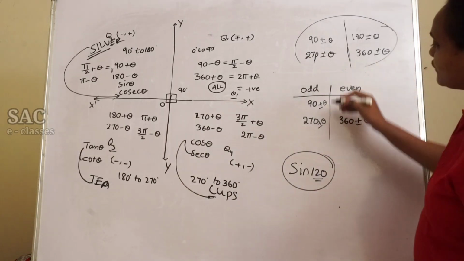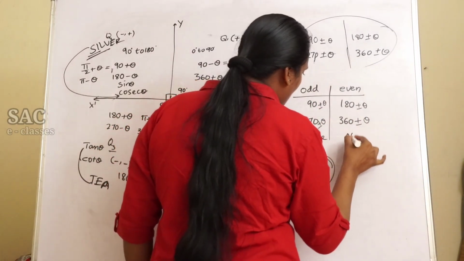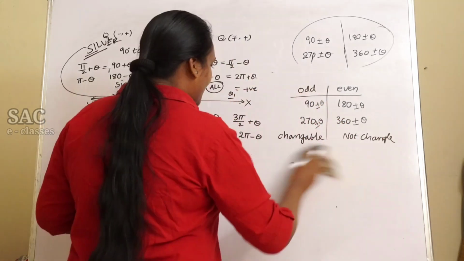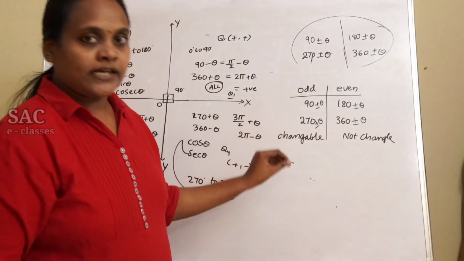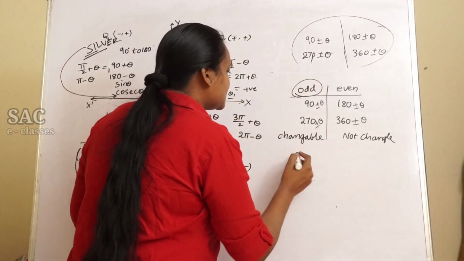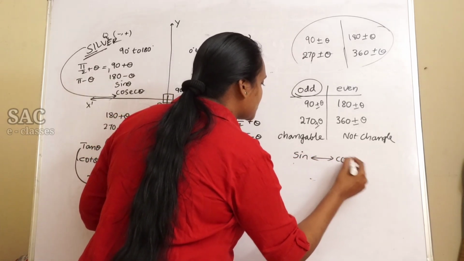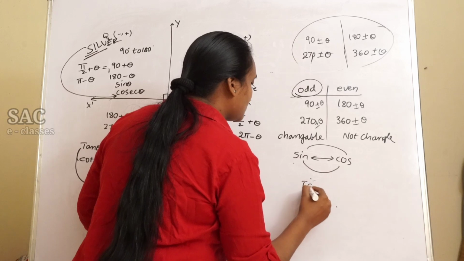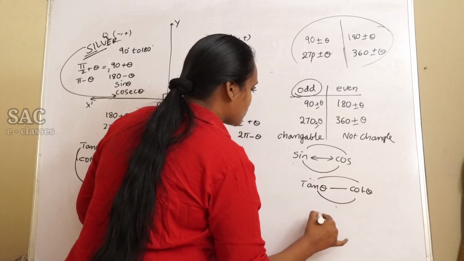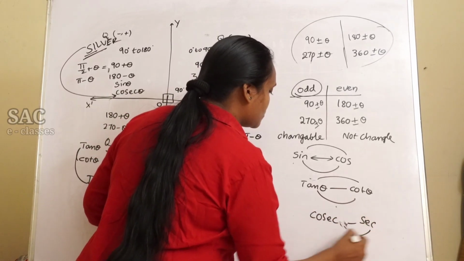Very simple. An odd function is always a changeable function. An even function is not changeable. That means whenever you are expressing an angle to find its measure, if you are using an odd function, it is changeable: sin will change to cos, cos will change to sin, tan will change to cot, cot will change to tan, and cosecant changes to secant and secant changes to cosecant.